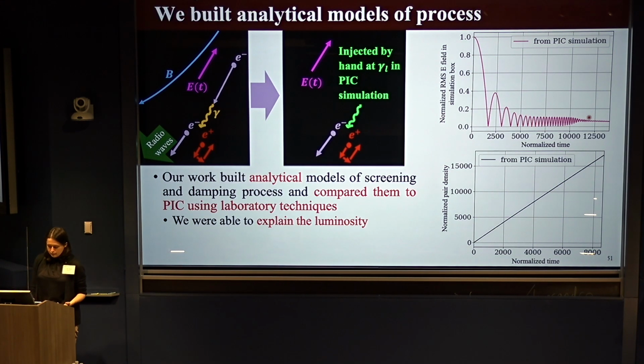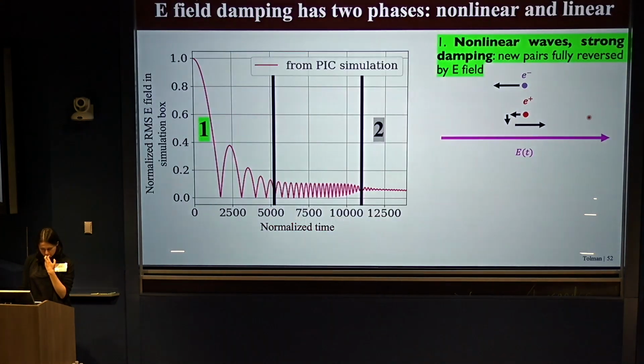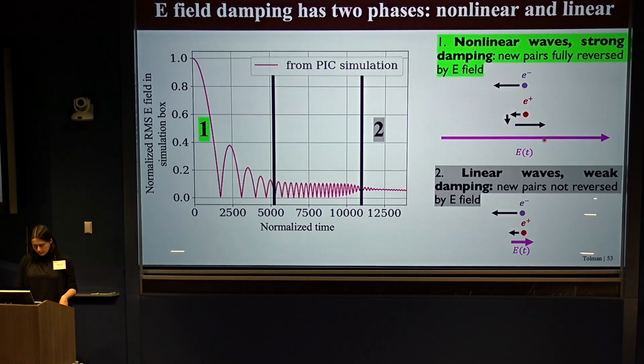So our work built analytical models of a screening and damping process and compared them to the simulation using laboratory techniques. And we were able to explain the luminosity by doing this. We identified 2 phases in the evolution of the electric field, which exists in the pulsar polar cap and produces radio emission. The first phase is nonlinear. If we look at the electric field evolution, with time on the x-axis and electric field strength on the y-axis, initially we have very strong waves that are damped very strongly. In this stage, newly added pairs are fully reversed by the electric field, so they get turned around. Then there's a second stage where newly added pairs are not reversed by the electric field, and the electric field is not very damped.